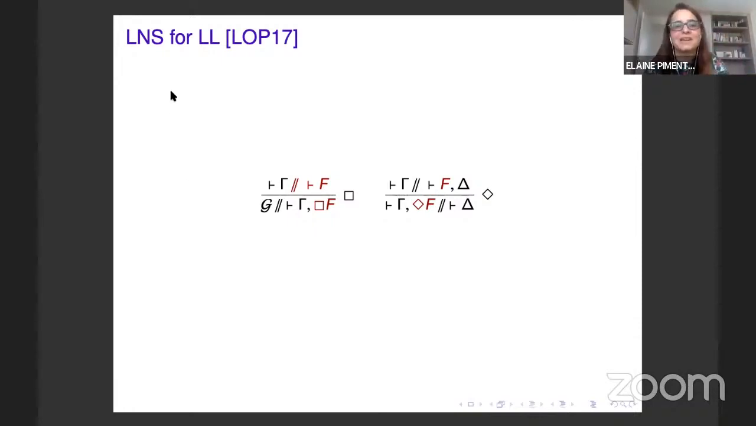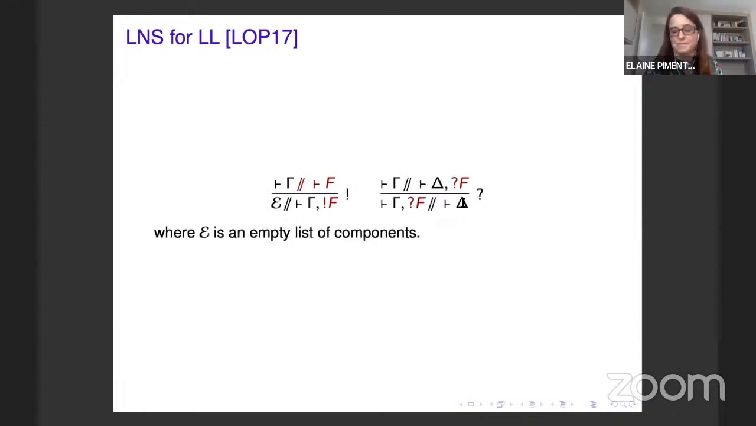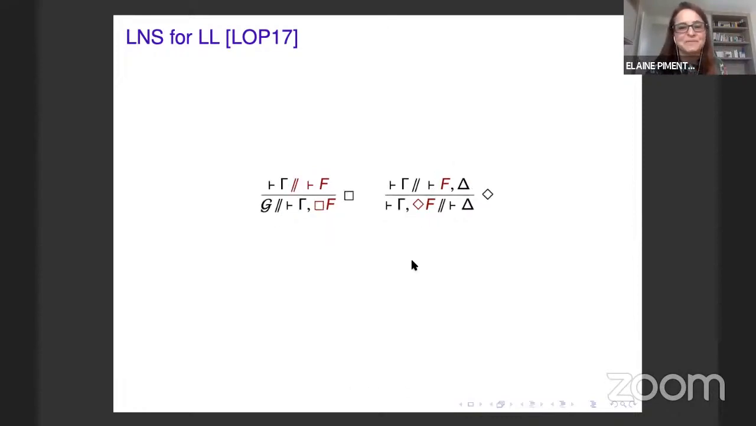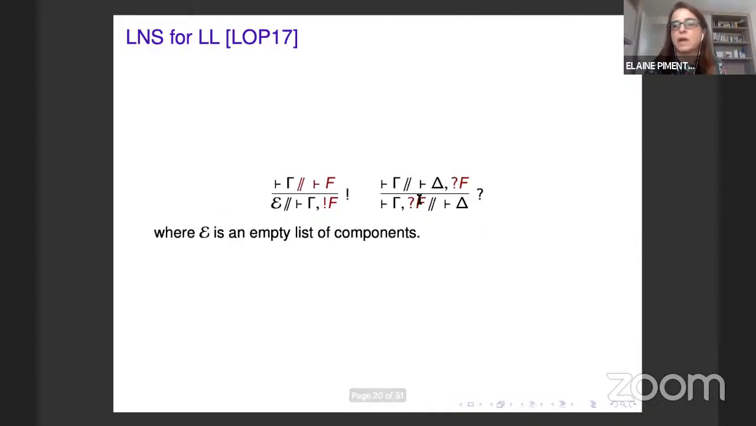And for that, of course, I need a linear nested system for linear logic. This was the work that Carlos and I did with Bjorn in LPAR 17. You take the rules that you already have for K, and you do the same for linear logic, more or less. Actually, here I should have put the one for S4. There's a diamond missing, but anyway. So it's the same thing. Instead of box, you put bang. Instead of diamond, you put question mark, and you have the same thing.